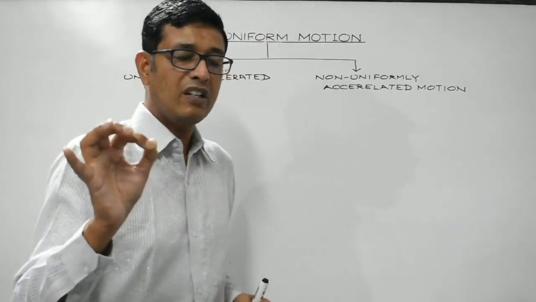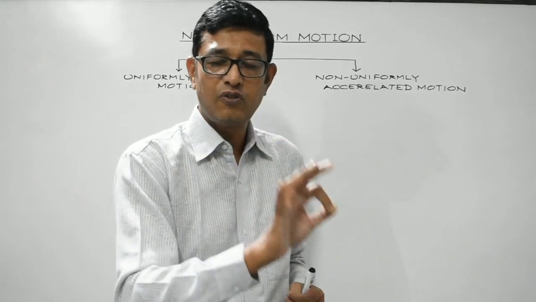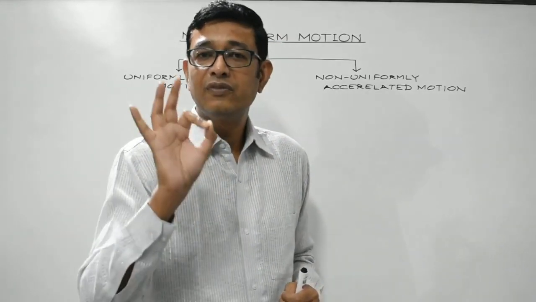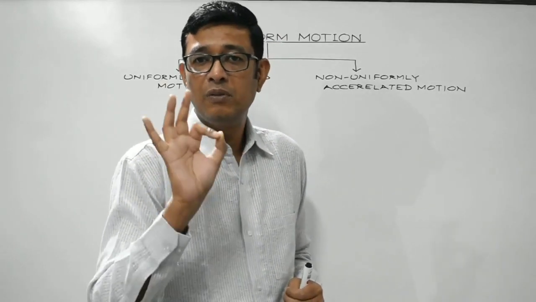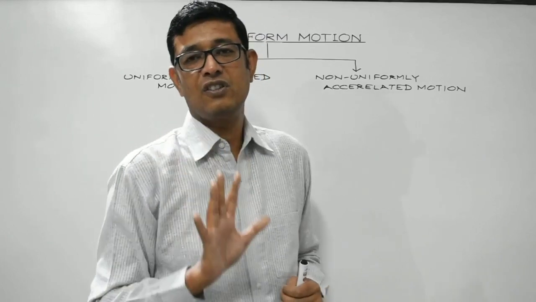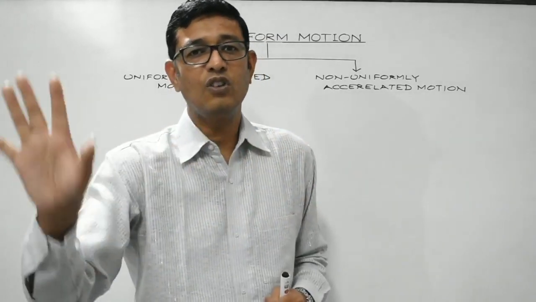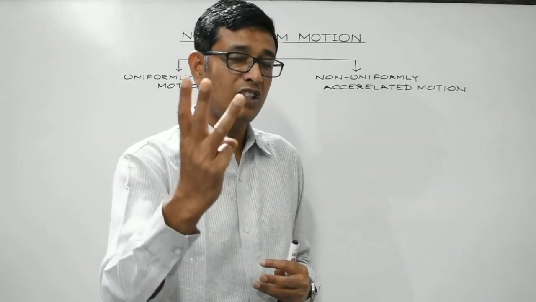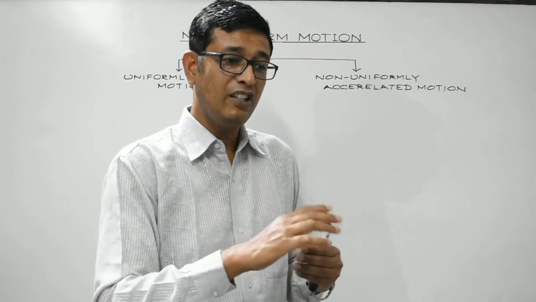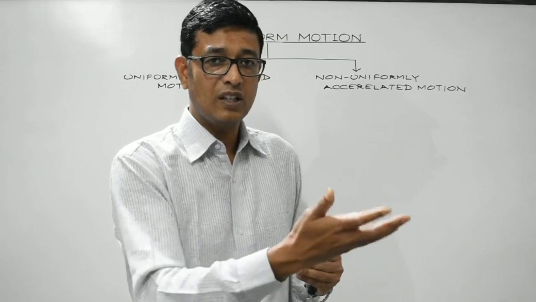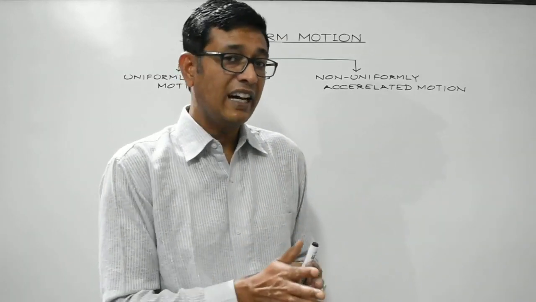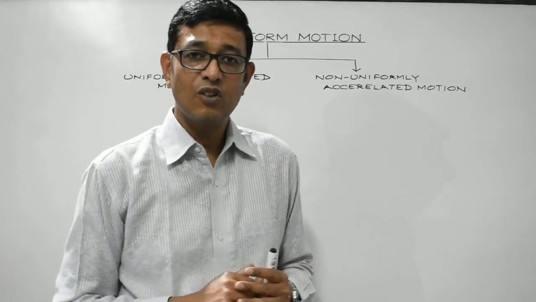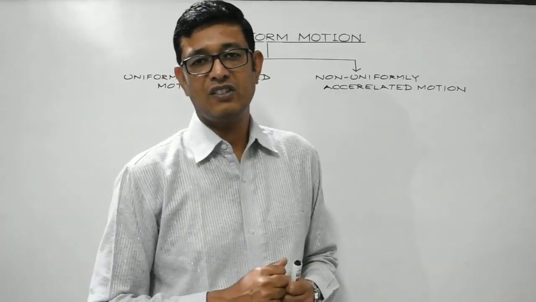So the mandatory condition for a body to be in non-uniform motion is that its velocity should always change. The velocity can't be constant. And students, to change velocity, we have got three options. Either the magnitude of the velocity of the body gets changed, or the direction of motion of the body is changed, or both can be changed.